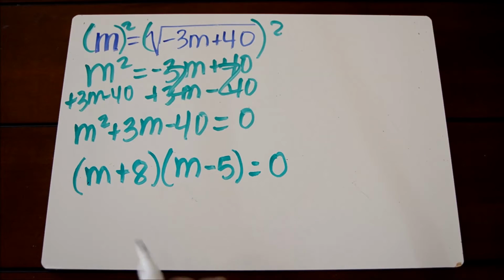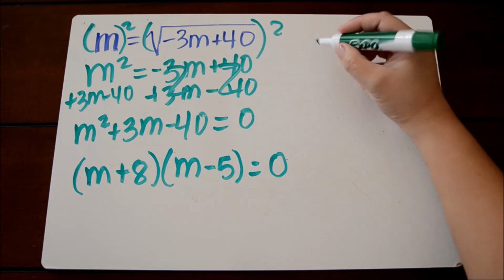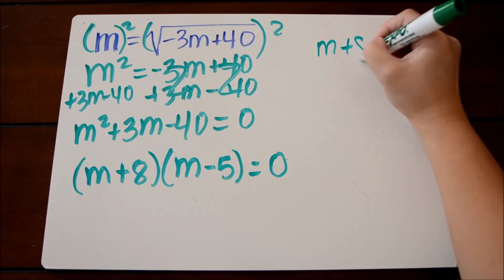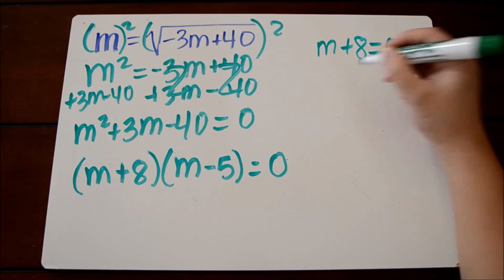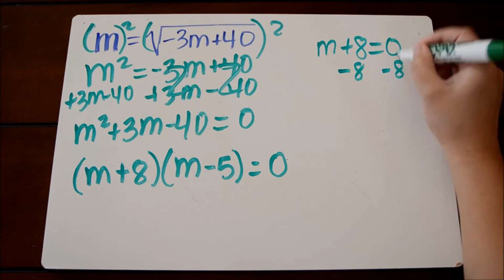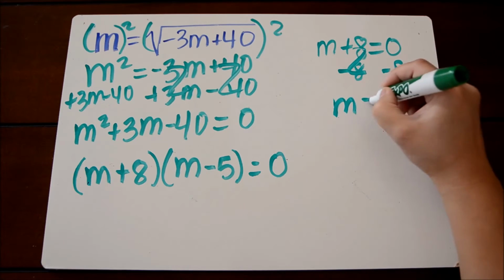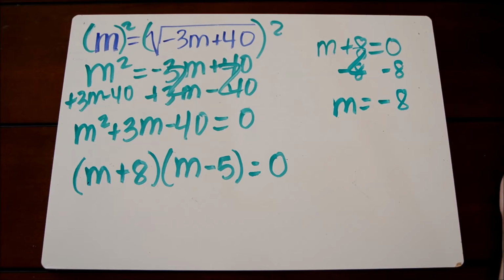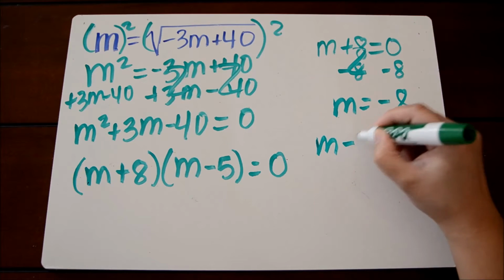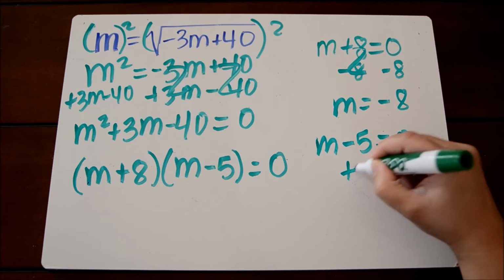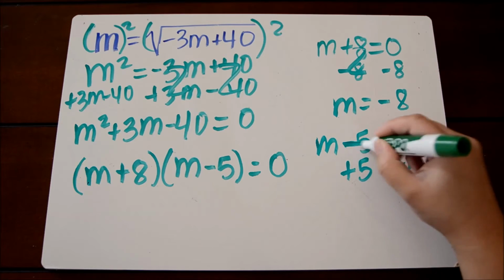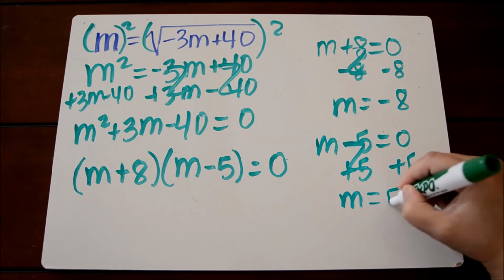And I have to set the factors equal to 0 to solve. So m plus 8 equals 0. To solve for m, we have to subtract 8 from both sides of the equation. And we get m equals negative 8. And then m minus 5 equals 0. We're going to add 5 to both sides, and we get m equals positive 5.